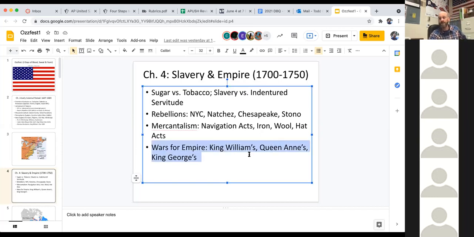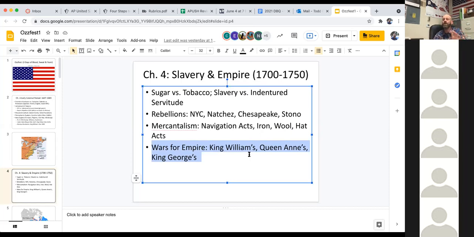This is also the century of wars for empire. The 1700s was the time when great empires were going to war with each other constantly. The first would be King William's War. Right after the Glorious Revolution, there'd be a big imperial war between Catholic and Protestant nations. Queen Anne's War would be the next one. And King George's War, these would just continue throughout. And little corners, pieces would be transferred back and forth, or one empire would get the rights to sell in another's ports, and this would just go on and on and on.